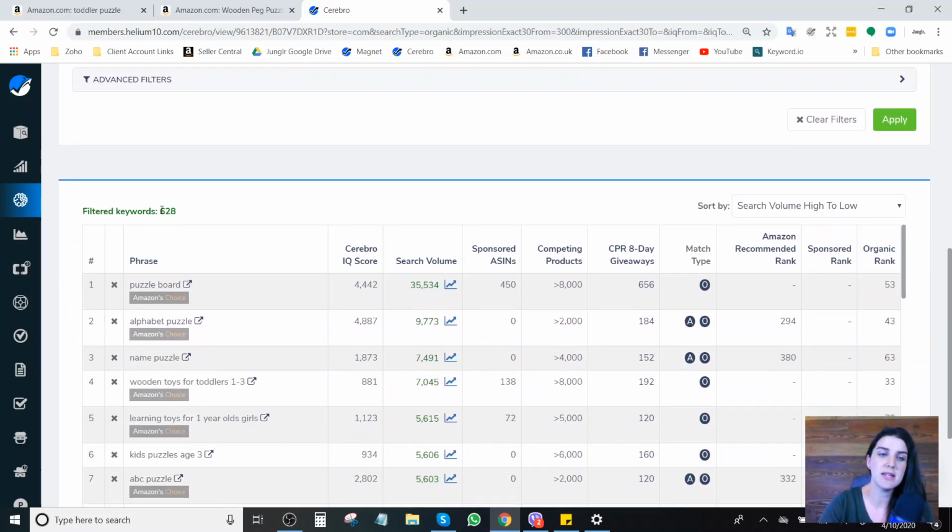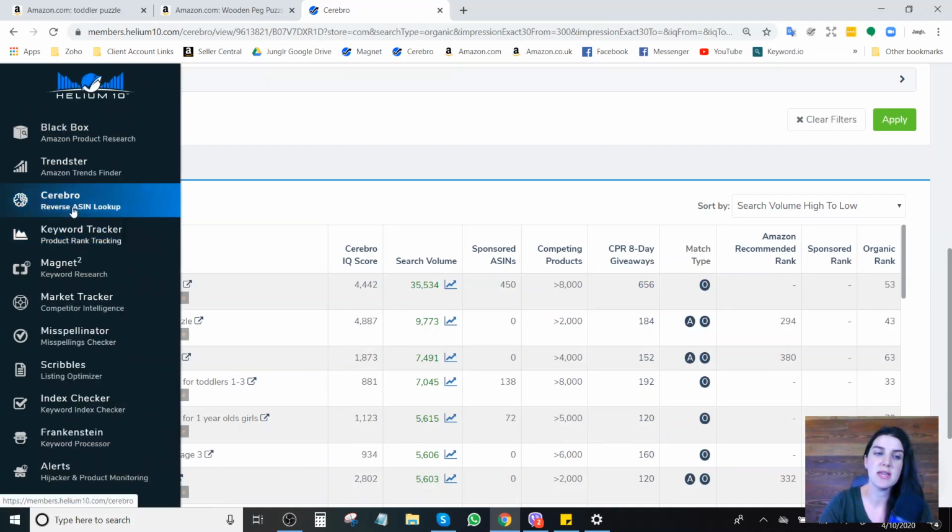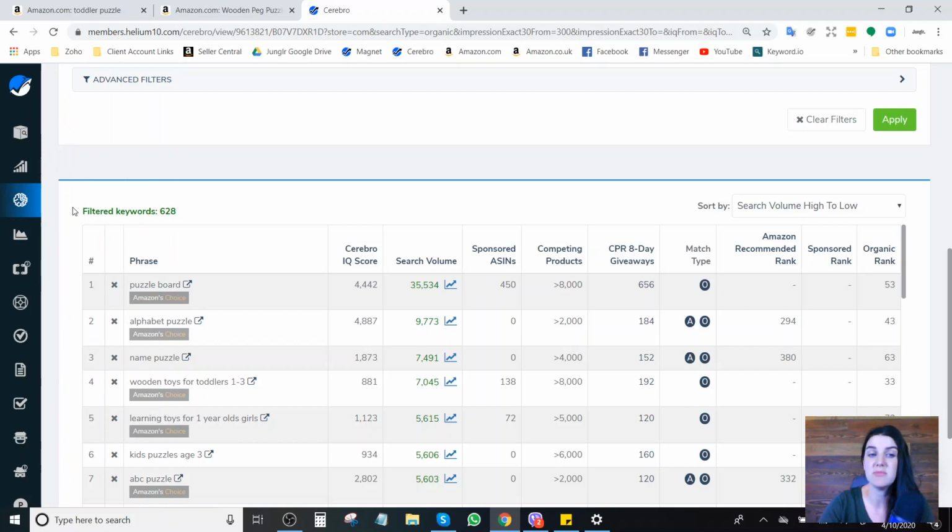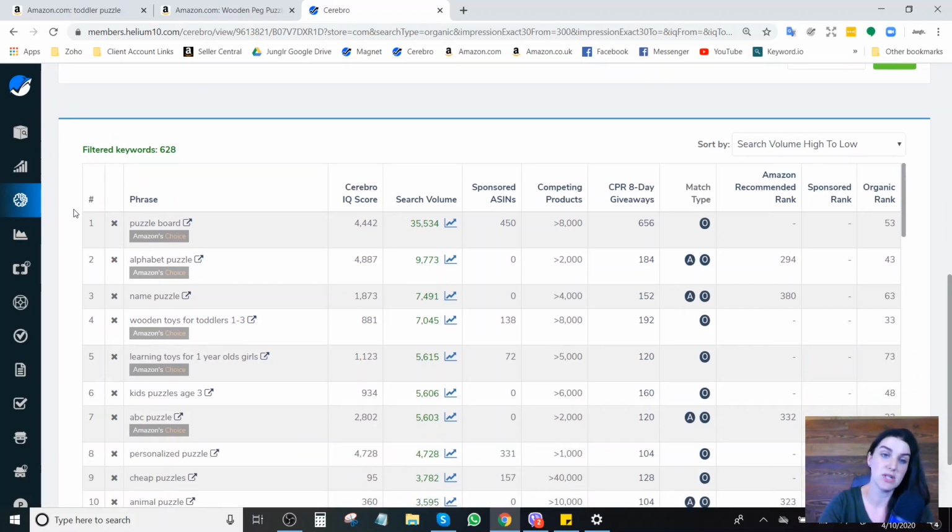So what I see is I have about 628 keywords that show up. Now, I'm not going to be advertising on all of these keywords. What you want to do, now that you've isolated all these keywords that you're decently ranked on, I did sort this by search volume. Again, search volume is not everything. So this one, okay, 35,000 search volume, that's awesome.